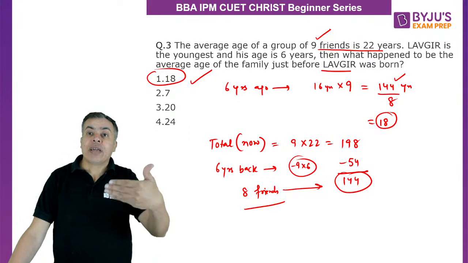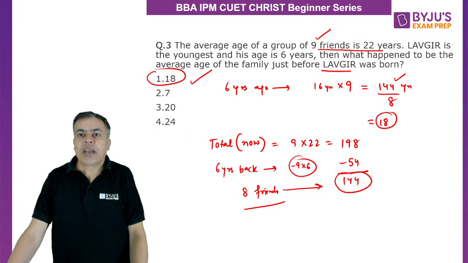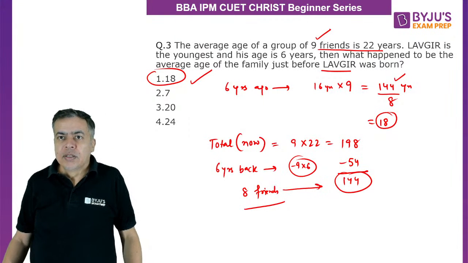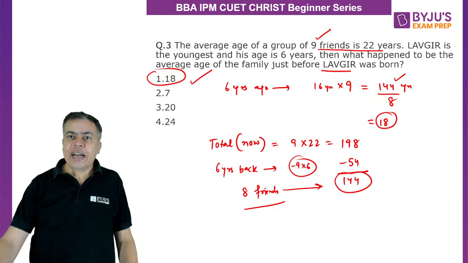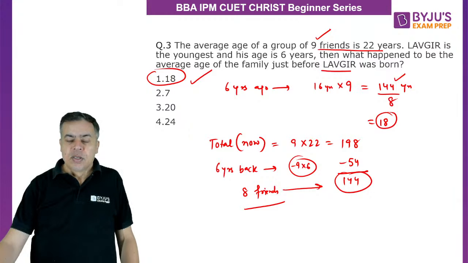So before Lavgir was born, 6 years ago. Okay? Right? So 18 years should be the correct answer. Okay, so let's move to the next one.